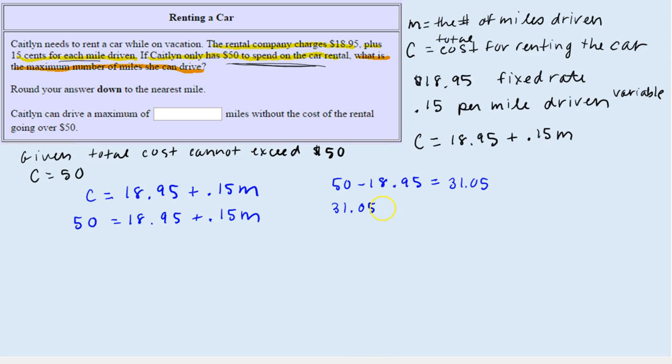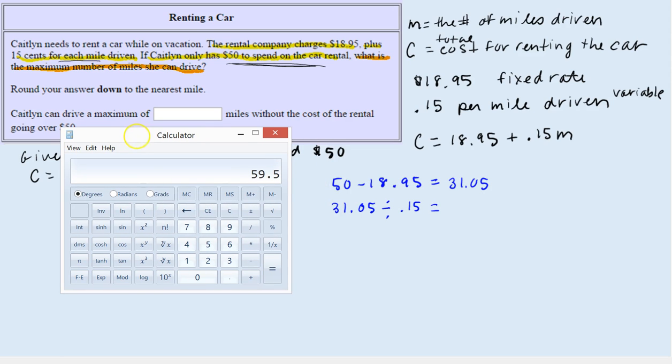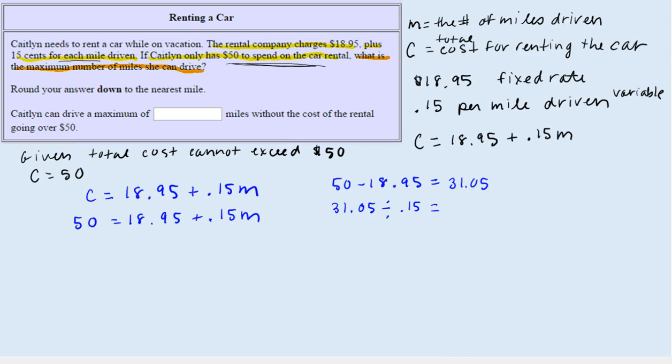31.05. Divide that, how many 15s, 0.15s are in this? So 31.05 divided by 0.15 equals 207. Okay, so we solved this just by reasoning, but I want you to see that the reasoning through this problem corresponds to the algebraic structure of the problem.